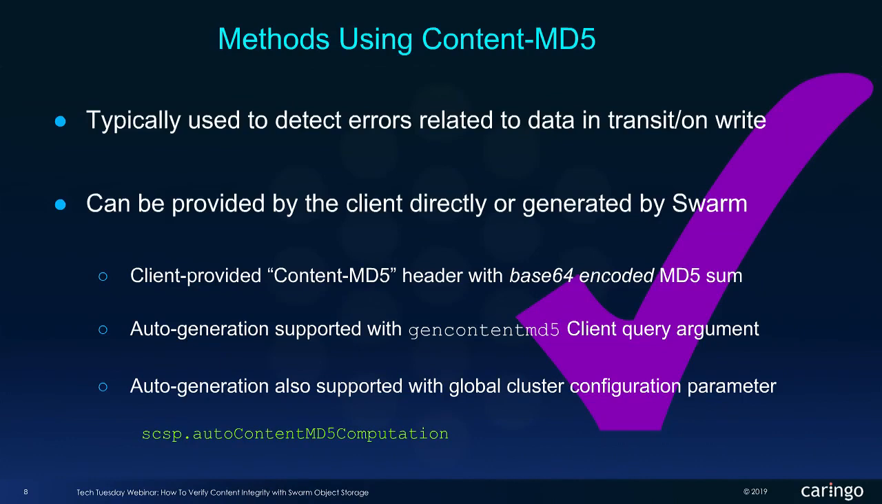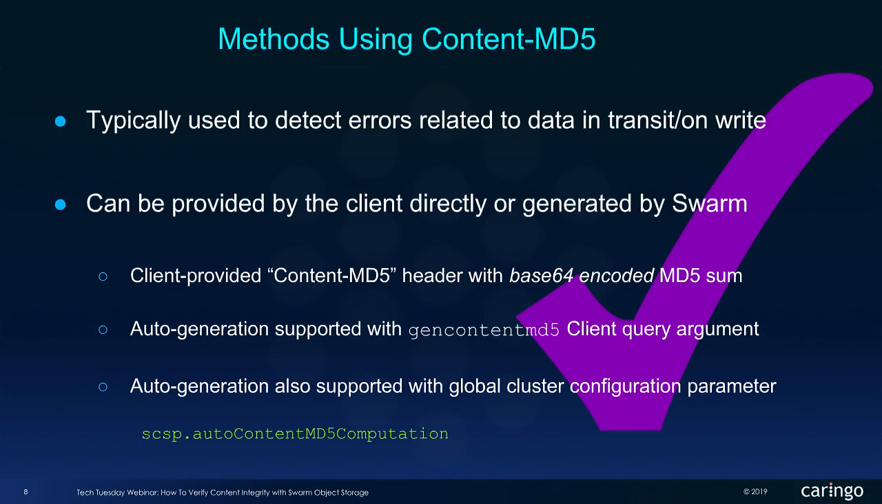So let's talk about some of the methods that we can use to employ those best practices using the Content MD5 support in Swarm. Now, Content MD5 header support is typically used to detect errors that are related to data in transition or on write. And this is typically client initiated, although it can also be set up as a global server configuration so that Swarm will always generate the content MD5. We'll talk about that here in a bit, but typically it's provided by the client.